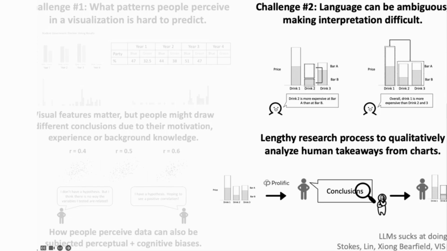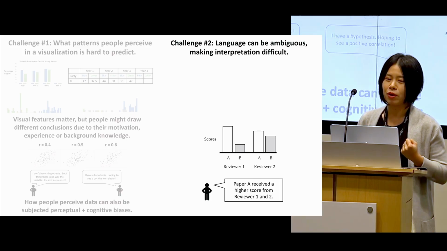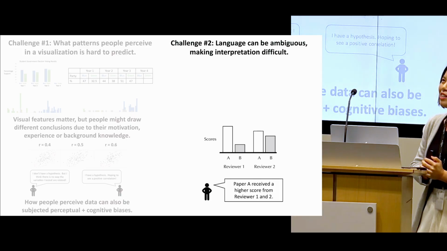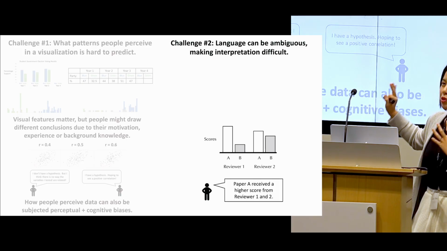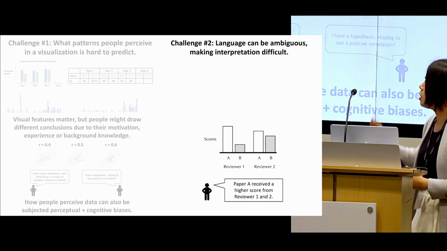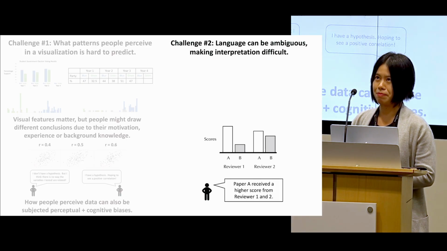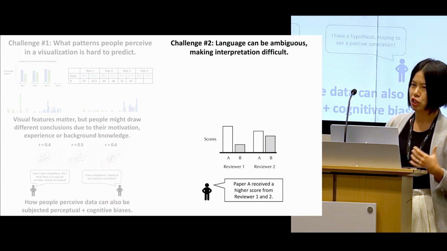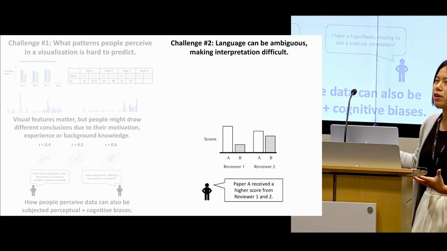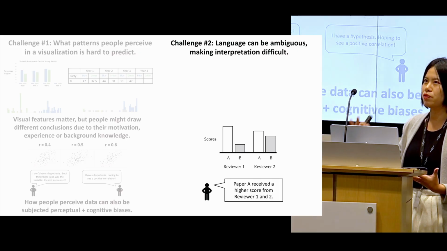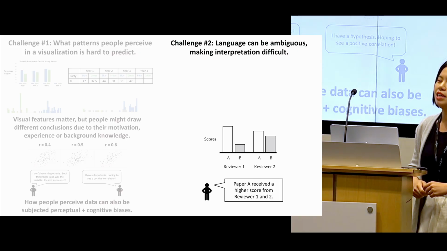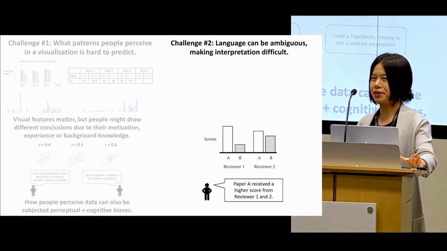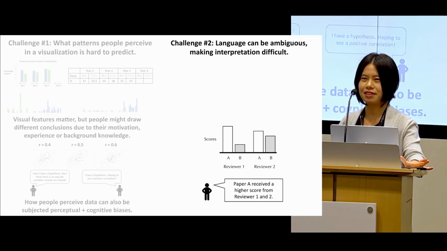And to ensure that y'all feel my pain, I want to give you an example of something we have to work with when we're doing this kind of research. Okay, so we showed people a visualization like this about reviewers and the papers, and this is what they wrote for us as their most intuitive takeaway. They said, paper A received a higher score from reviewer 1 and 2. Now, what do you think they are comparing in this visualization?